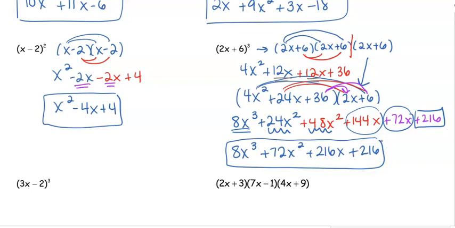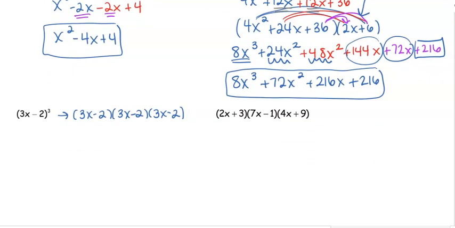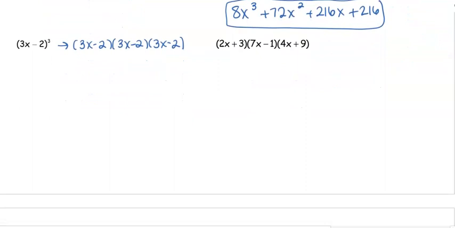All right, the next one we see is exactly the same that we just did. We remind ourselves that it's 3x minus 2 times 3x minus 2 times 3x minus 2. I want you at this point to pause the video and go ahead and work this out yourselves. This will be a checkpoint for you. When you're done, go ahead, unpause, and check your answer.